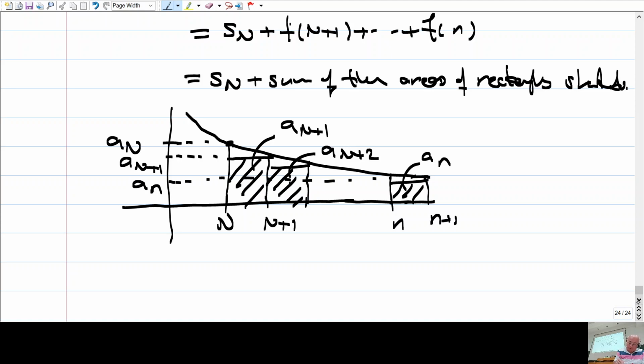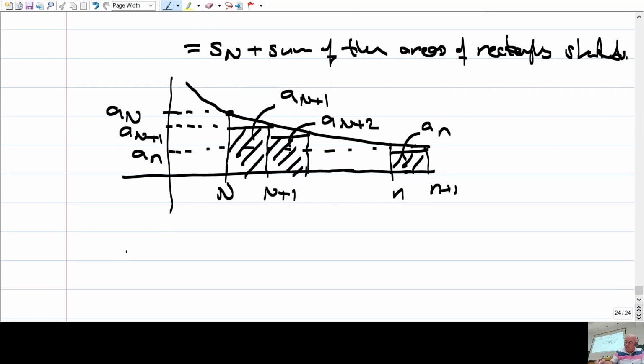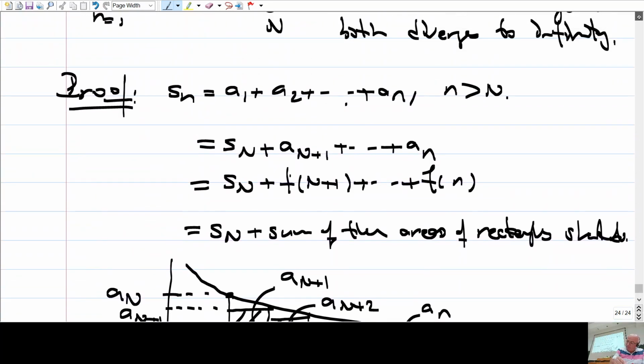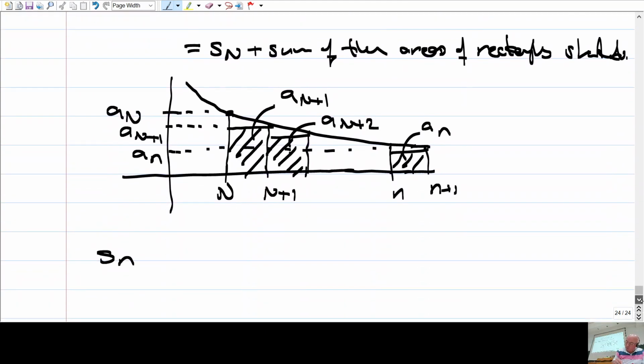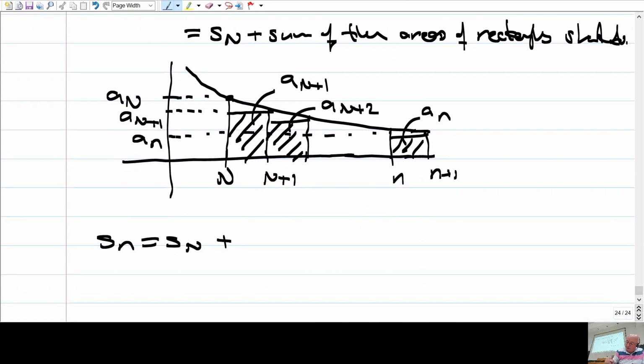And what can we say then? So sn, right? This sn is less than sn plus the area under the curve. The area under the curve is what? The integral from n to infinity of f of t dt, right? The area under the curve is the integral of f of t from n till infinity.